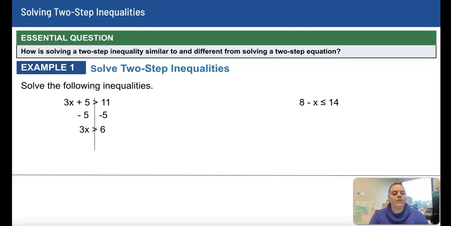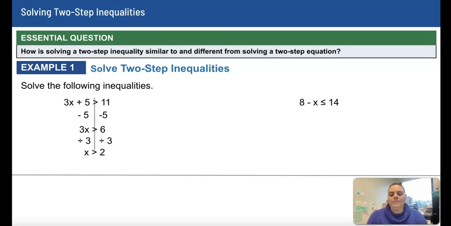That will leave me with 3x on the left, 6 on the right, and my symbol, the greater than, is going to drop down. Now I am just multiplying x, so to undo that, I'm going to divide. I'll divide by 3 on both sides of my line. On the left, I'll be left with x. On the right, I'm left with 2. I still have my greater than symbol since I divided by a positive number. So my answer here is that x is greater than 2.